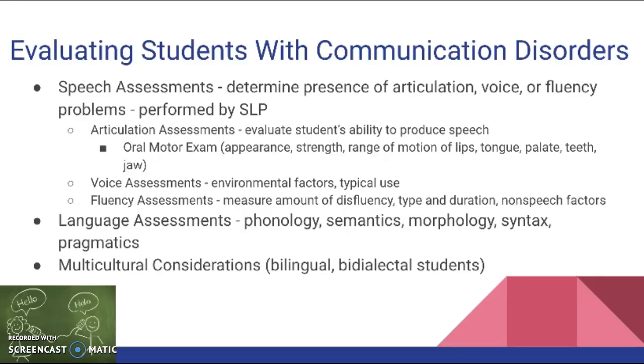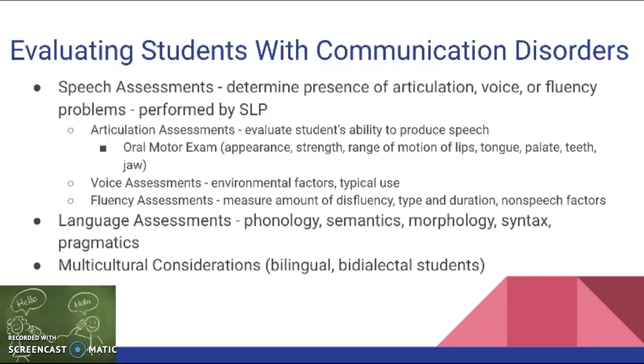Evaluating students with communication disorders. Determining the presence of communication disorders by assessment. Speech assessments determine the presence of articulation, voice, or fluency problems. They are done by a speech-language pathologist, or SLP for short.